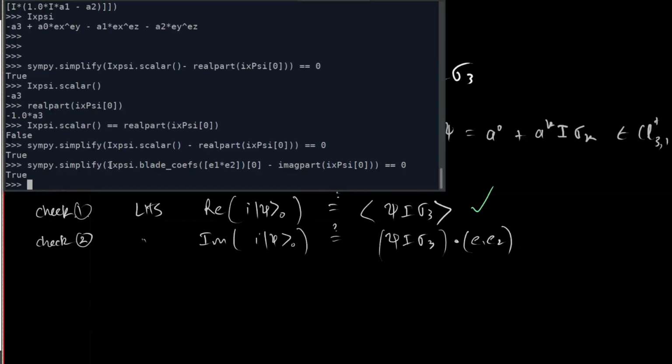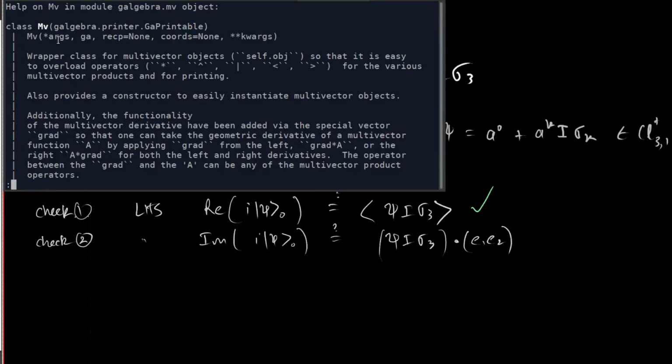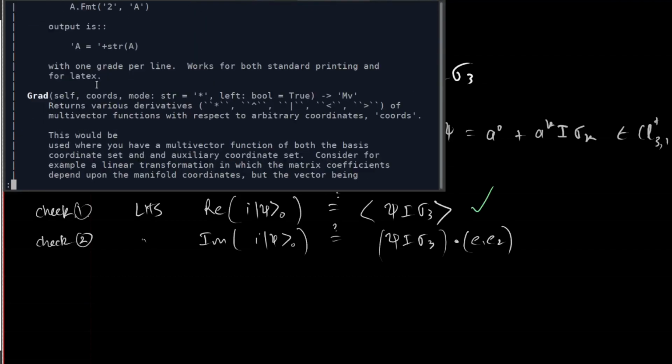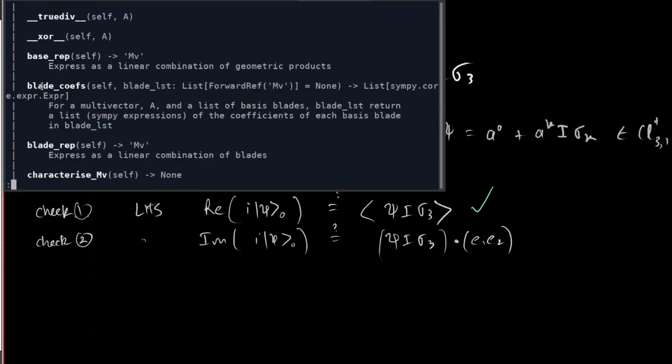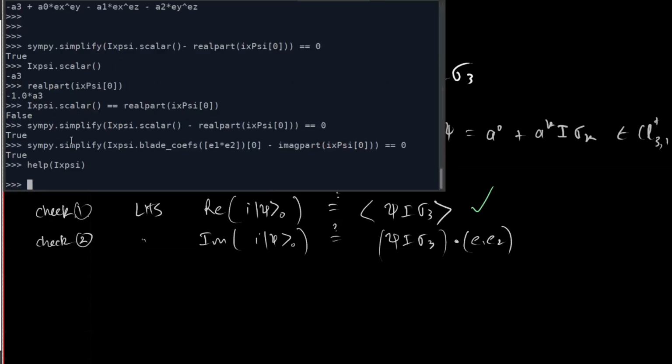Now the cool thing about the GAlgebra package in Python is it has some of these functions built in, so they're really helpful. So we've got that expression that we created for psi I sigma 3, which is a multivector object in the library, and you can just go have a look at all the things you can do with them. And here it is. If I scroll down, you can see I've got a couple of things I can do with the blade structure of these things. Let's actually do blade representation, see what that does.